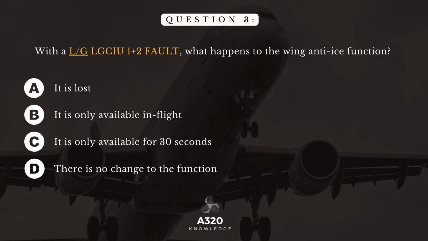Question 3. With a dual LGCIU fault, what happens to the wing anti-ice function? A. It is lost. B. It is only available in flight. C. It is only available for 30 seconds. D. There is no change to the function.